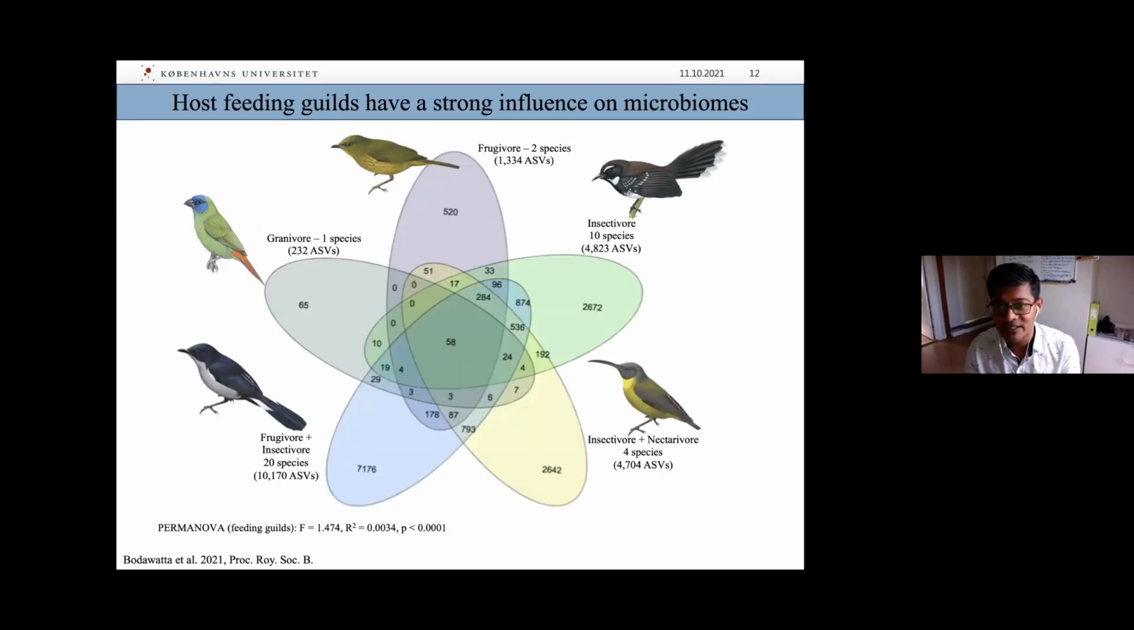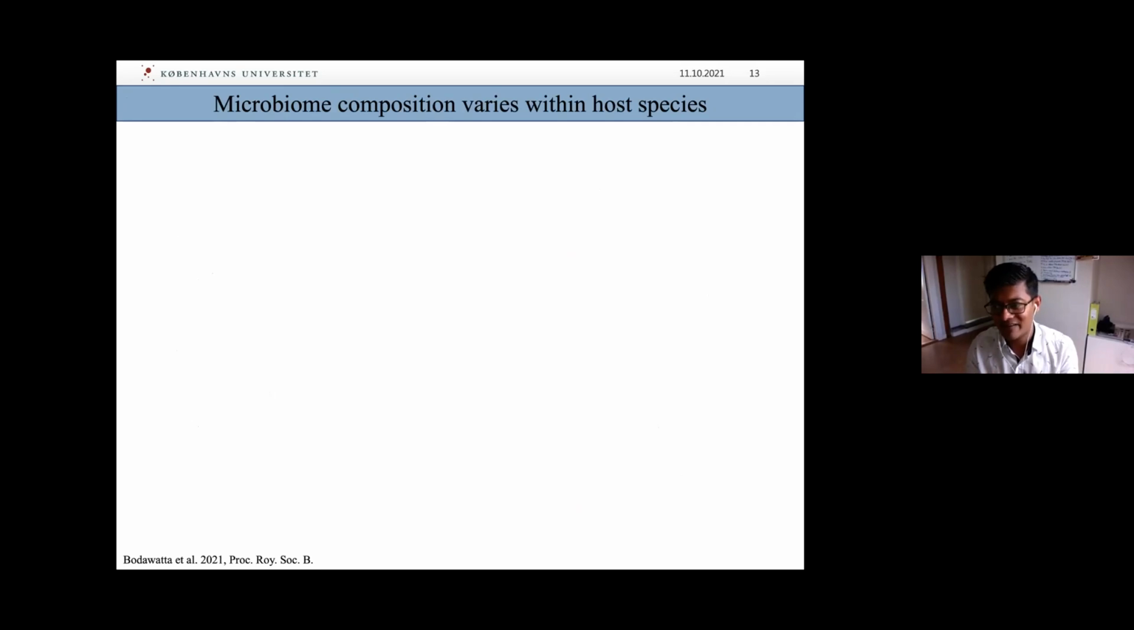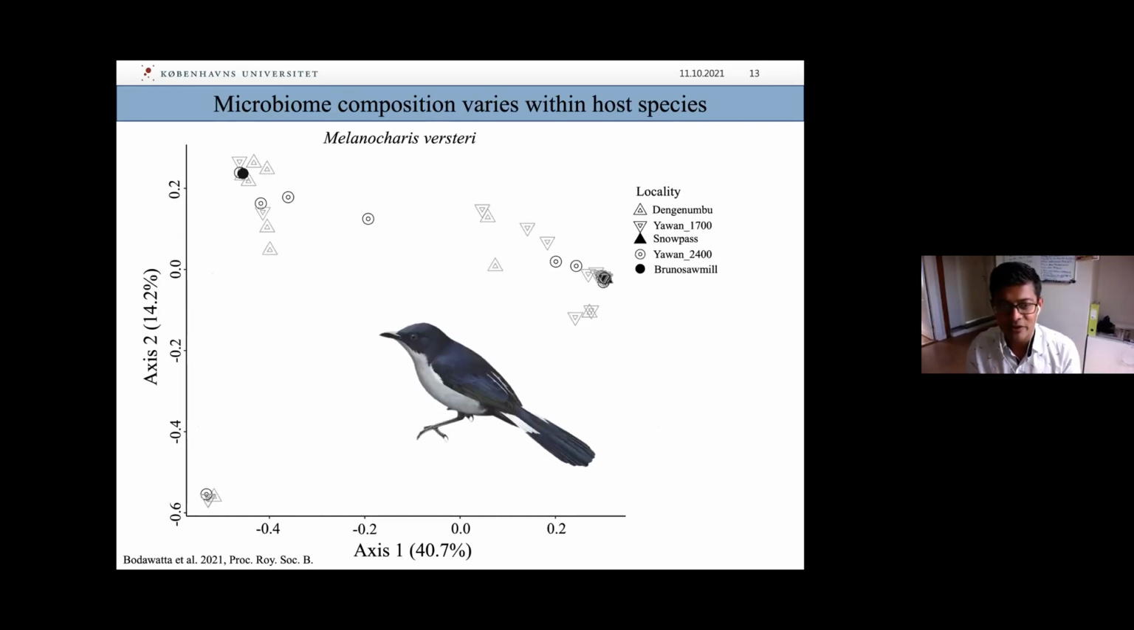And then I also wanted to test the importance of the host feeding guild on these microbial communities, where in this flower plot you can see that different species belonging to different feeding guilds have their own consortia of microbial symbionts. But when we look at individual species, we do see a high variation in these gut microbial communities. So here I'm only showing Melanocharis vestris gut microbiome composition. Again, in this ordination plot, we have different individuals' microbiomes, and the shapes represent which localities they were captured in. We see that there are around 3 clusters of the gut microbial communities, and each cluster contains individuals from different localities.